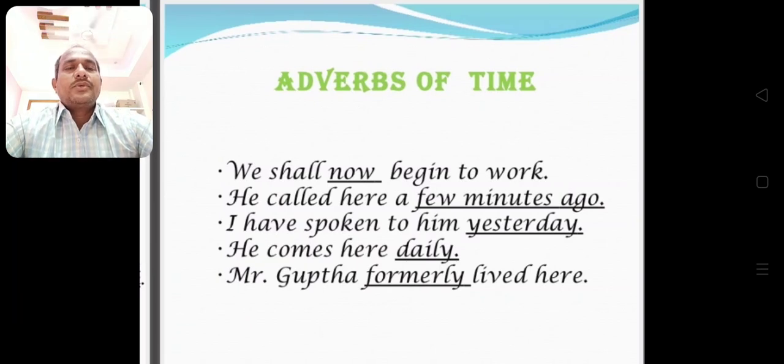There are some more examples you see here. We shall now begin to walk. He called here a few minutes ago. I have spoken to him yesterday. He comes here daily. Mr. Gupta formerly lived here. See the examples of adverbs of time. Now, a few minutes ago, yesterday, daily, formerly are the examples of adverbs of time. They answer the question when.